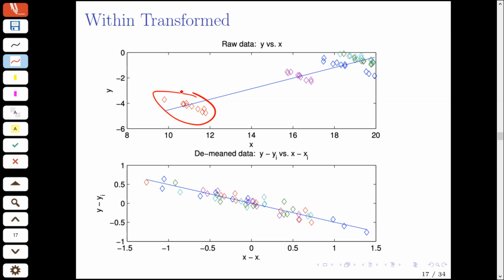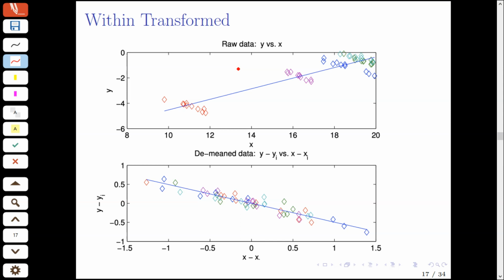Now, if we were to use pooled OLS, it would lead to the fitted line or regression line given here in blue. And we see that if we were to take the pooled OLS regression line seriously, it would lead us to conclude that y and x are positively related.